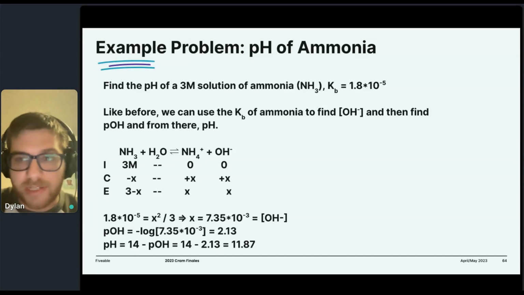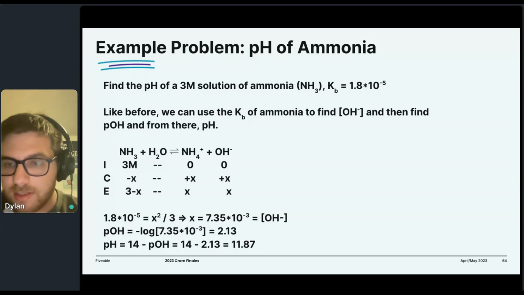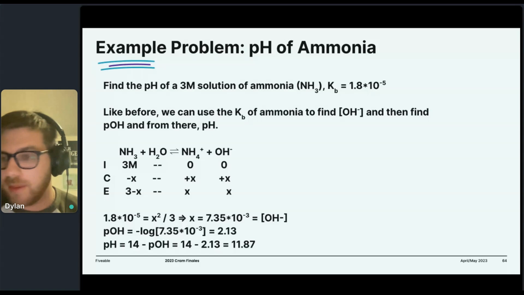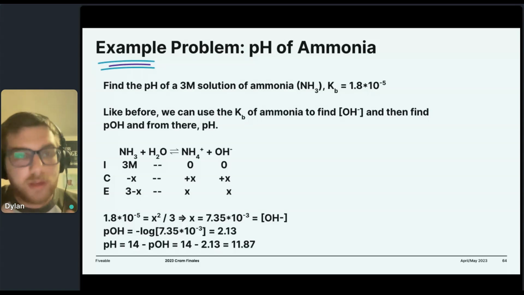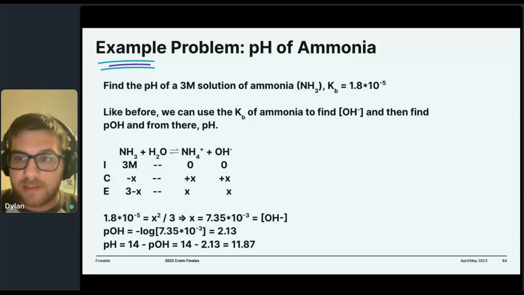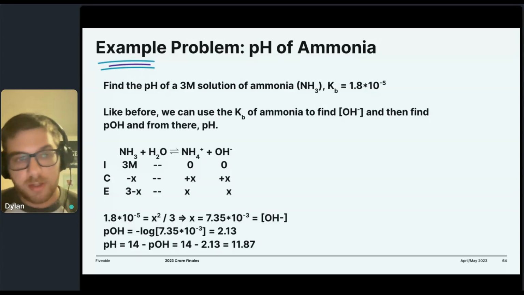But I want to really emphasize that this is all just equilibrium. If you can do this with a normal equilibrium problem, don't get intimidated by the fact that this is an acid or a base. It's just a chemical reaction, right? It's just equilibrium, right? So that's, I think, the note there.